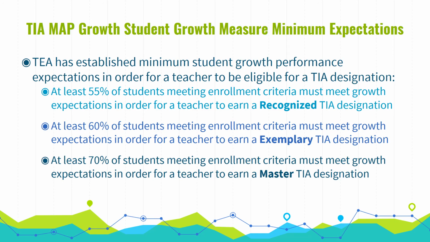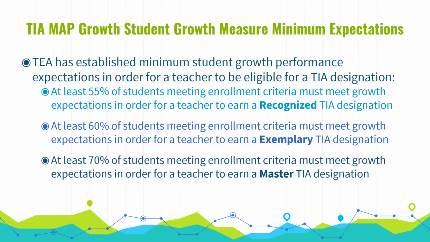To ensure a level of uniformity across the state, TEA has established minimum student growth performance expectations in order for teachers to receive a TIA designation. In order to qualify for a recognized TIA designation, at least 55% of students must meet their student growth expectations. This coincides with the high-end performance within the proficient level of the Student Growth Composite Score translation.